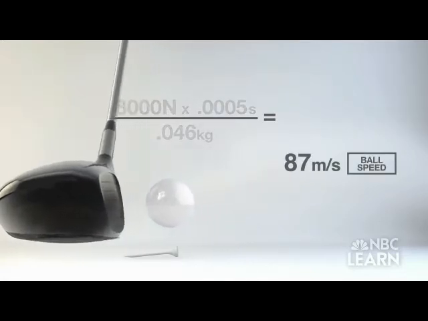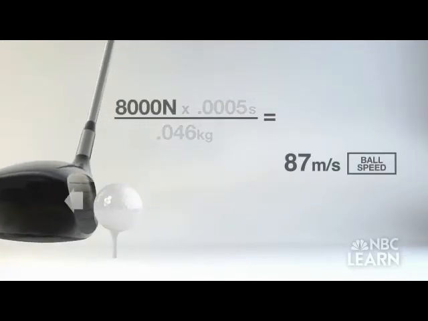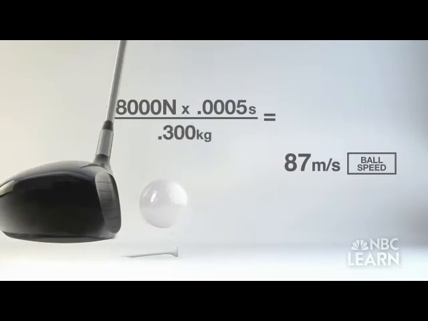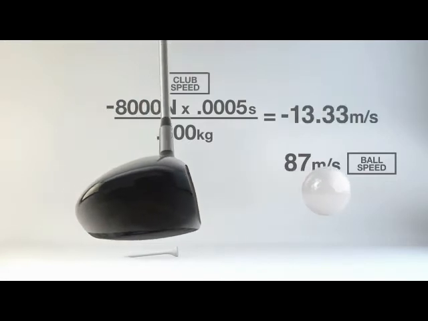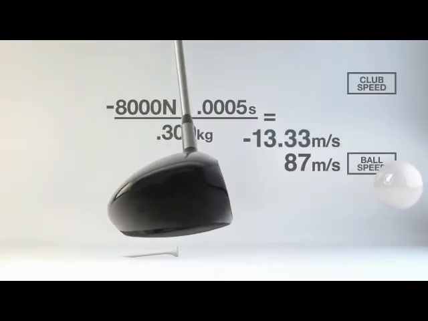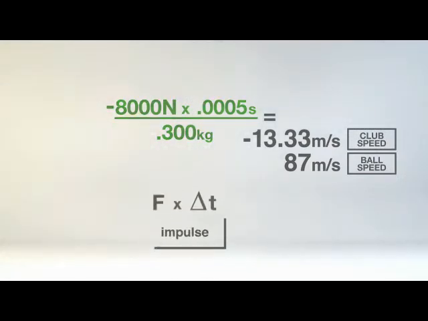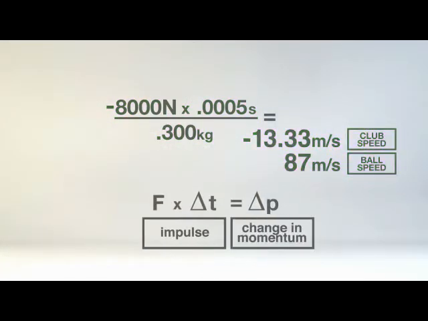The ball applies a force of 8,000 newtons back to the club for the same 500 microseconds. But the club has more mass than the ball, so the club's speed doesn't change as much, slowing down only about 13 meters per second. The impulse causes and is equal to the change in momentum.